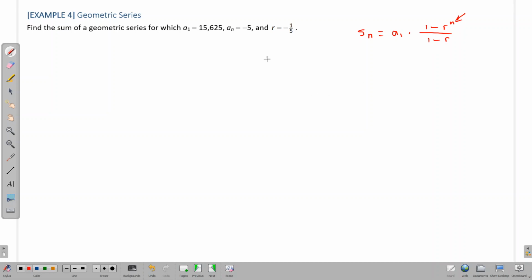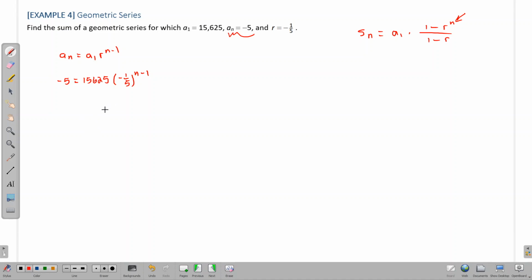So then you might be thinking, well, how am I going to find N? Well, we can use this because we know if it's geometric, A sub n equals A1 R to the n minus 1. And we already have A1, we already have R, and we have the value of A sub n. We just don't have the value of N. So if we plug everything in, A sub n is negative 5, A1 is 15,625, and R, make sure it's in parentheses, is negative 1/5, and that is raised to the n minus 1 power.